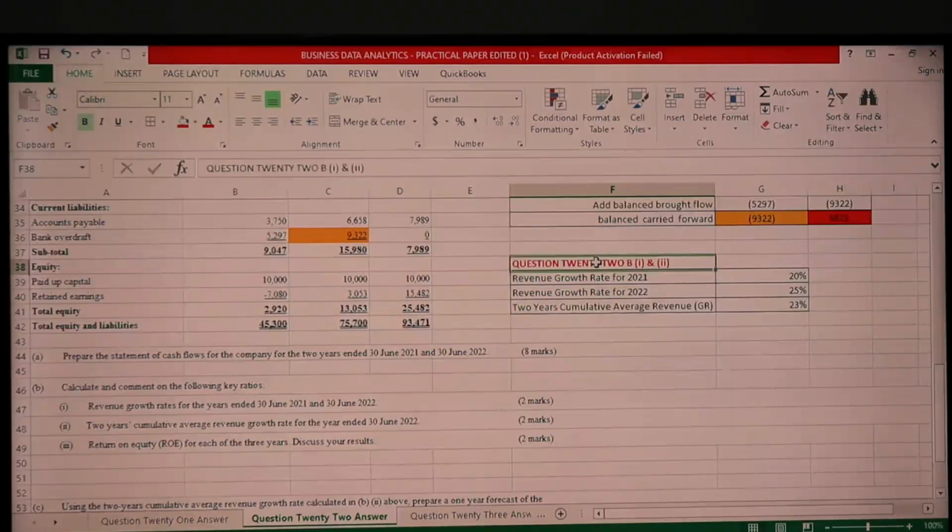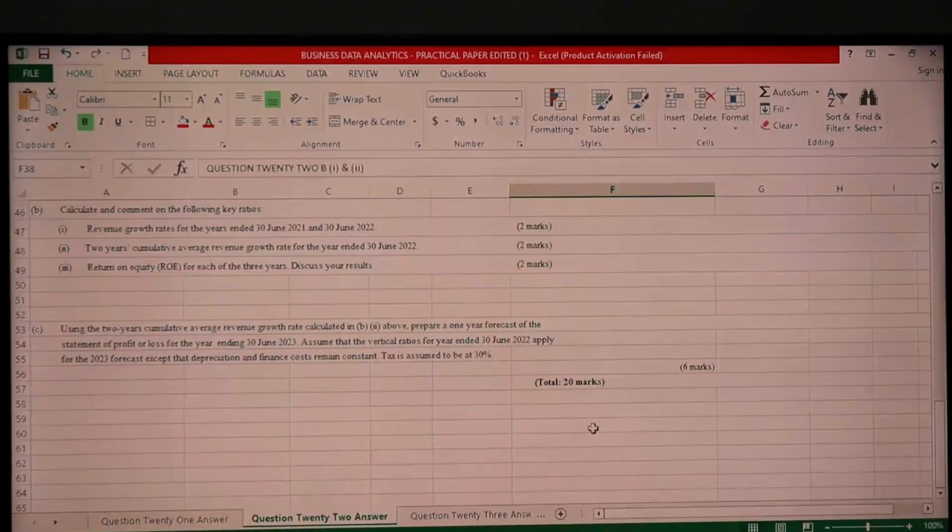Now we want to solve for Roman 3. We can do it down here. So now we are solving for Roman 3. On Roman 3, we are asked to compute what? The return on equity. First, you have to formulate the data. How is our data?